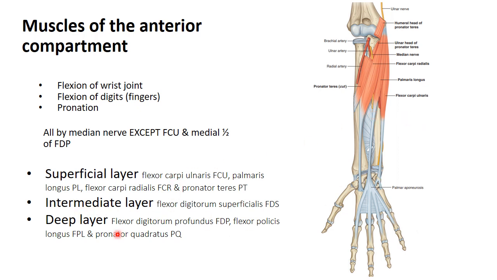In the deep layer we have three muscles. First is flexor digitorum profundus, which is the deep version of the flexor digitorum superficialis. Then flexor pollicis, and pollicis means thumb; we call the thumb pollicis in Latin, so it flexes the thumb. Flexor pollicis longus: since we have longus, we must also have brevis, the short one. And lastly we have the pronator quadratus in the deep area.